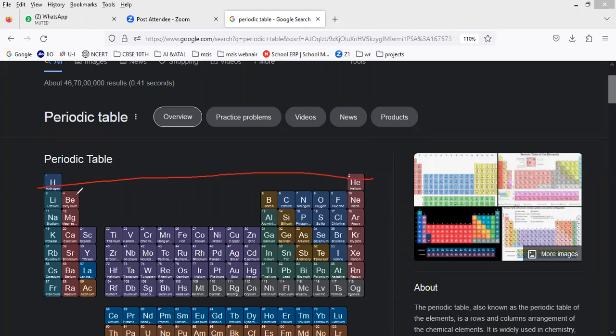Which period should it come in? Third period. So, this came or not? Third period. Next, which group should it come in? Group 2. Group 2, came or not? Verified. Clear? Gokul? Akilan?